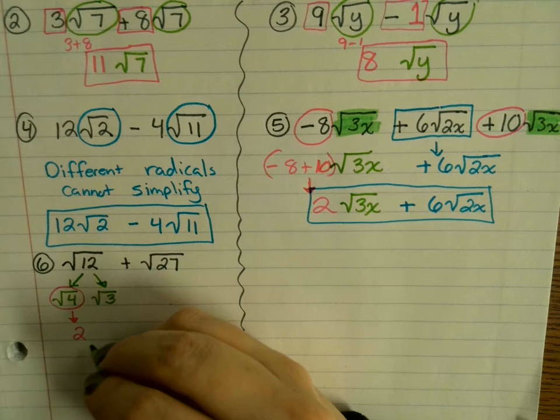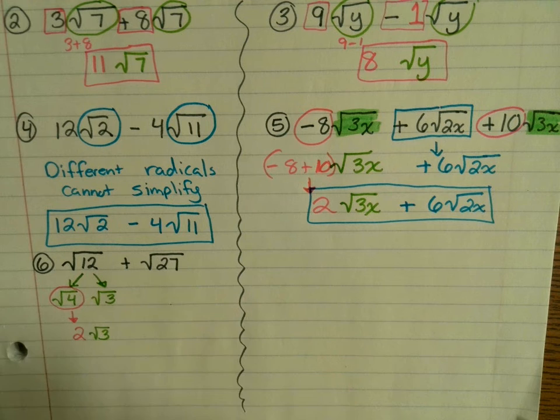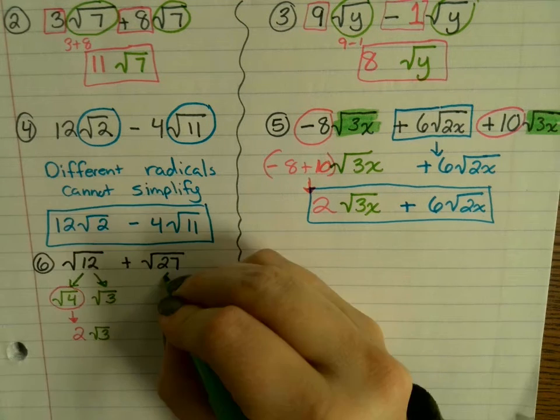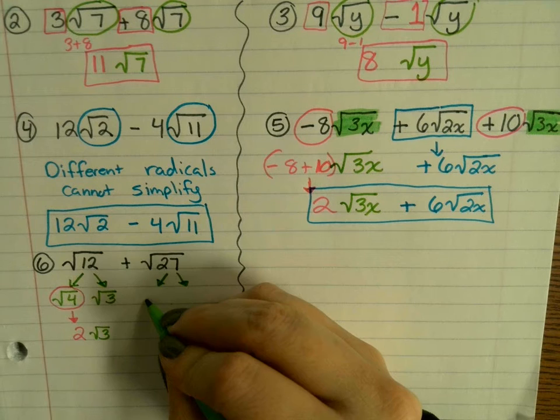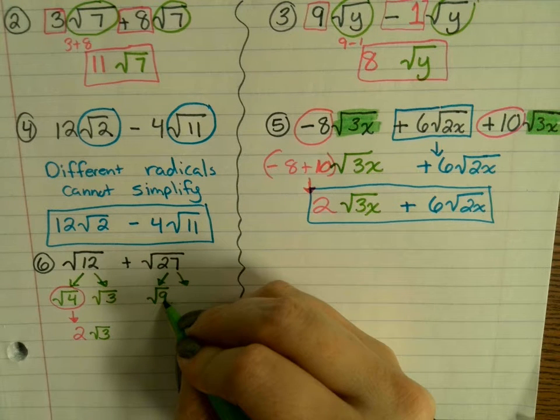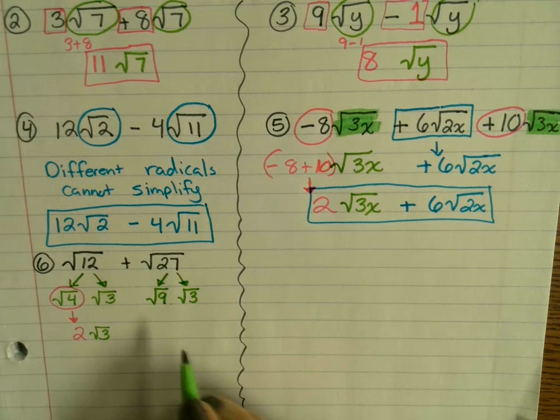Okay? 27 is also not simplified. Who can raise their hand and tell me what perfect square we know that goes into 27? Allison? Good. 9. 9 is the perfect square, and she shared with us the other factor. It would be 9 times 3. So 9 times 3 is the 27.